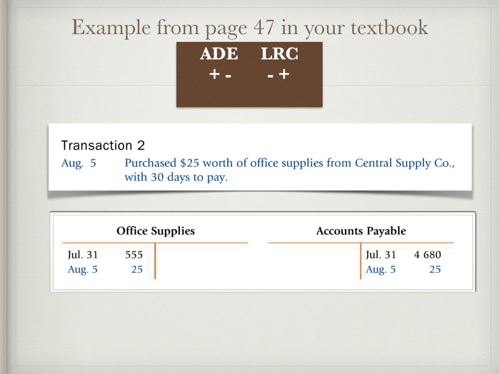And you'll notice that once we've done recording this transaction on August the 5th, that $25 appears once in an account on the debit side and then once in an account on the credit side. So our debits and credits are equal to each other. We've recorded this transaction in the T accounts correctly.